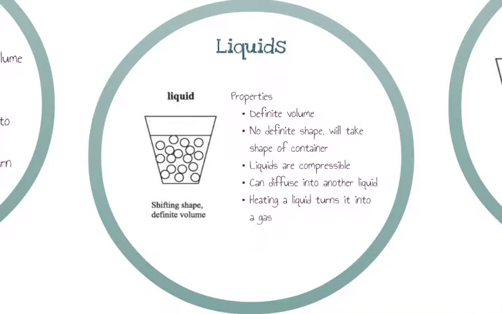Liquids are also compressible, meaning that you can squish them into a smaller space, and they can diffuse into another liquid. For example, if you take red food colored water and green food colored water and you mix them together, you would eventually get some kind of darkish, icky color. And if you heat a liquid enough, you're going to turn it into a gas. That's like when you boil water on a stove, you see the steam come out. That is the gaseous form of water.